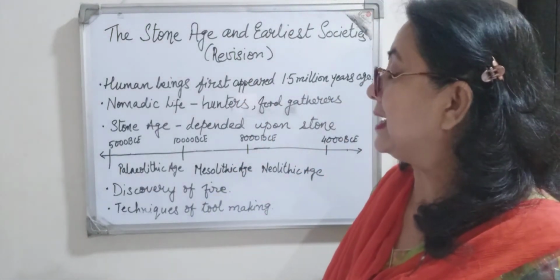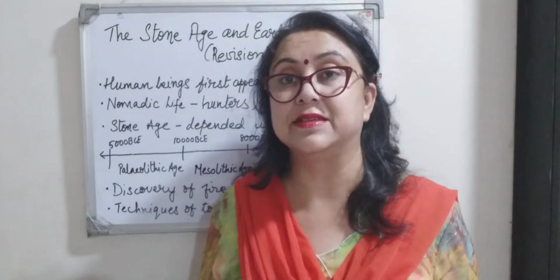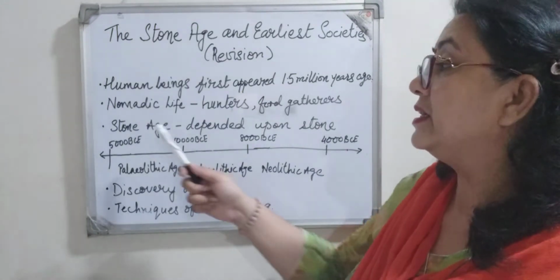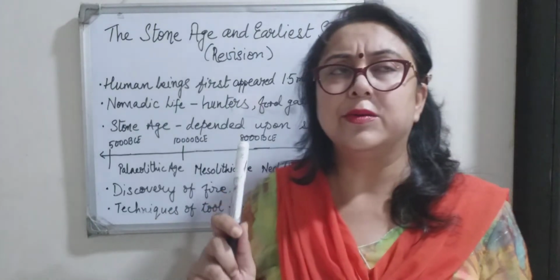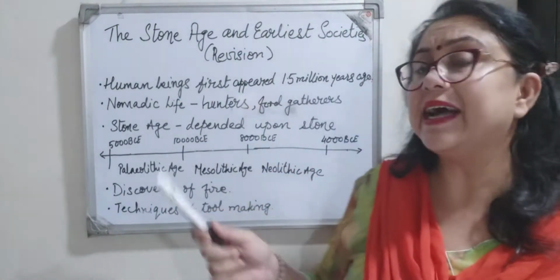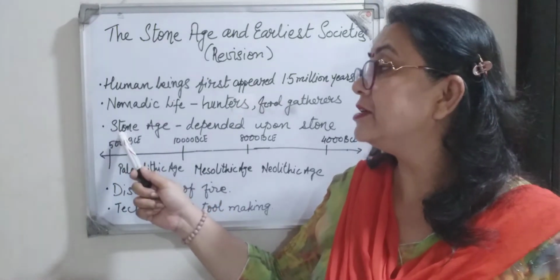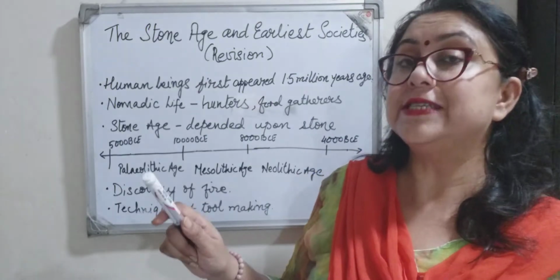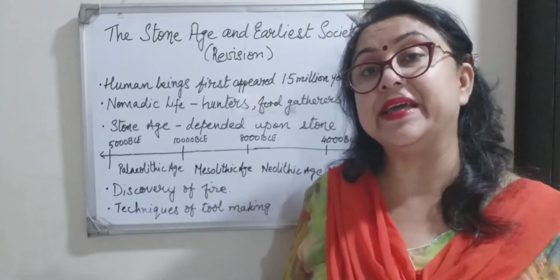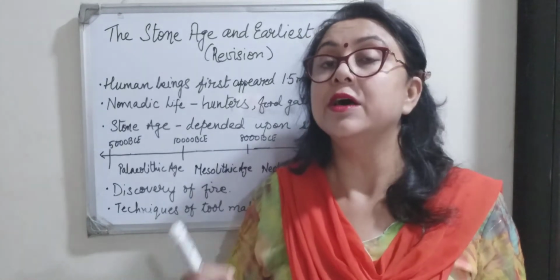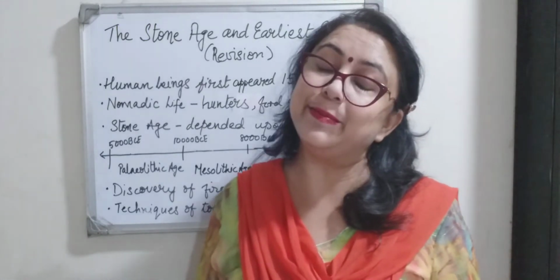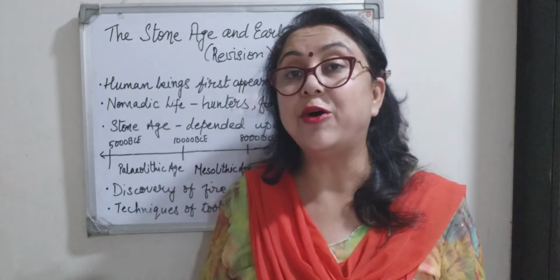Then further, we read that this entire period of time has been divided into three parts, right? Now, this entire period of time is known as Stone Age. So let's revise. Why is it known as Stone Age? Because during this period of time, man entirely depended upon stone, right? Whatever things they used for their basic needs, for their basic necessity, all those things were made of stone.